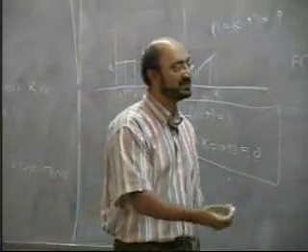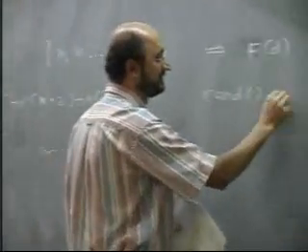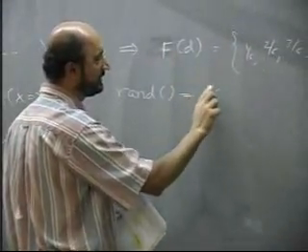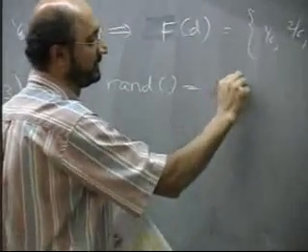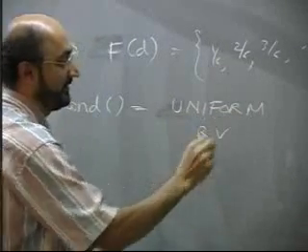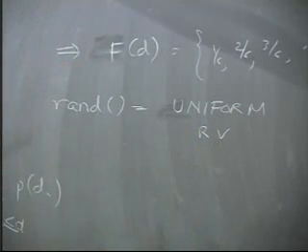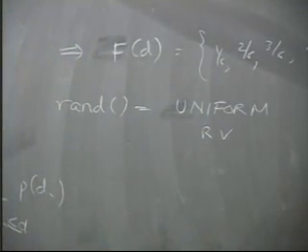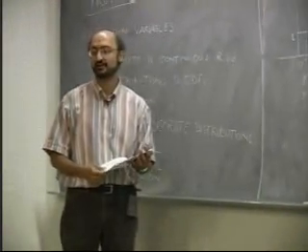In reality, what you get back from rand is basically a uniform random variable. And as we'll see, this is not the end of the world. There are other distributions as well. All right. Any questions on this so far?